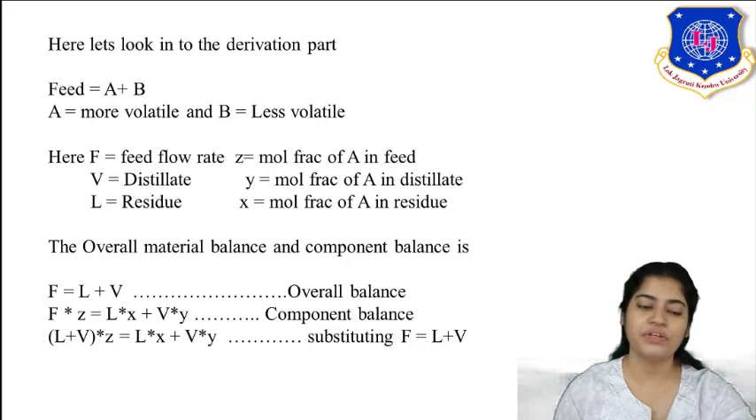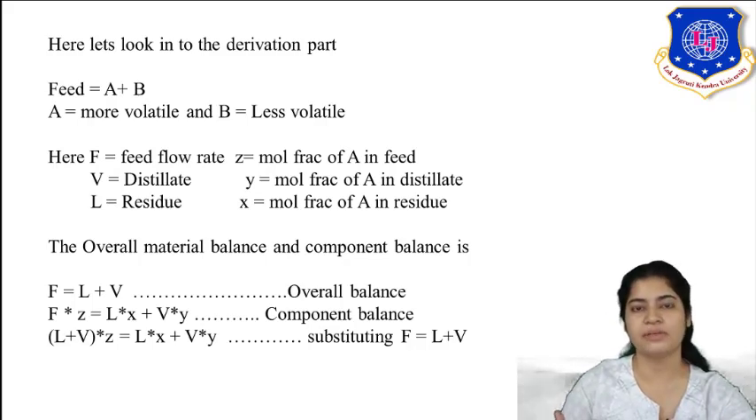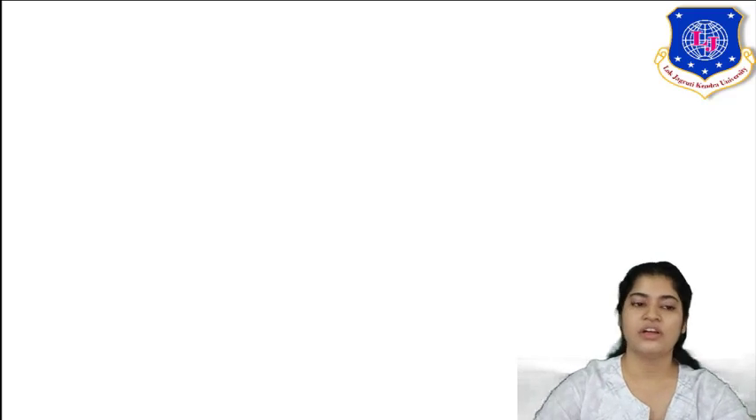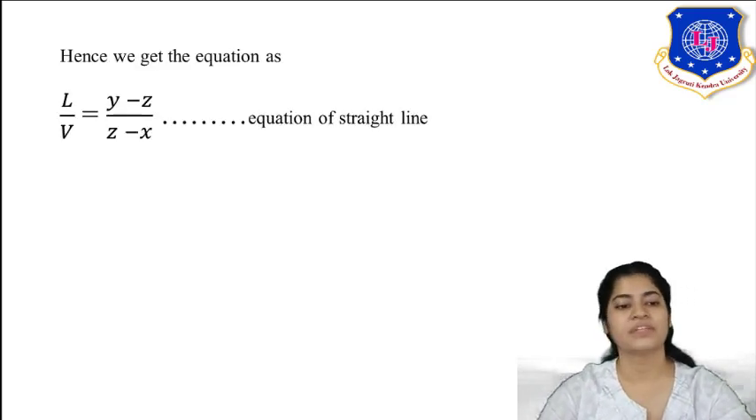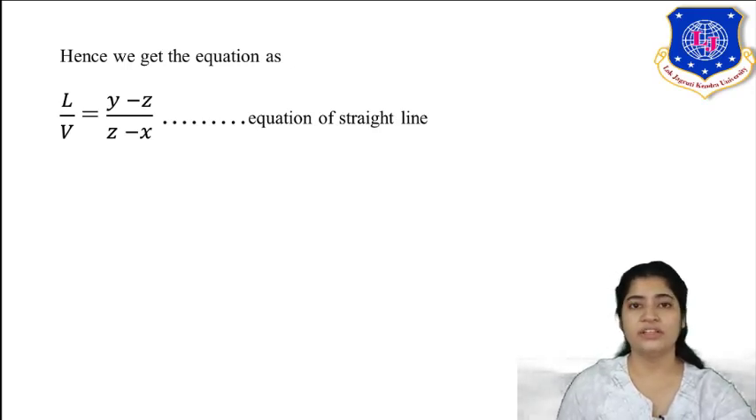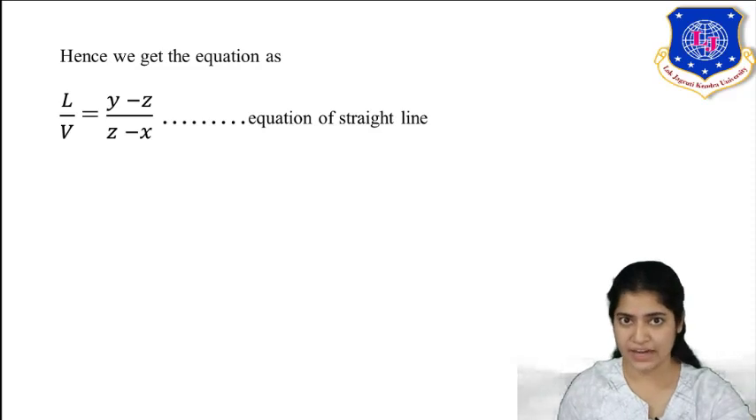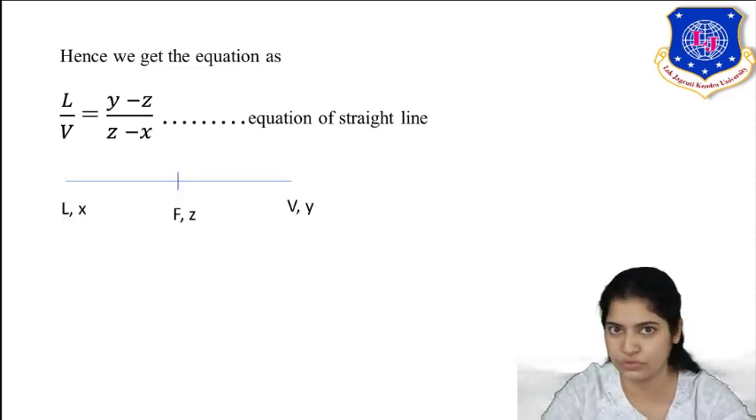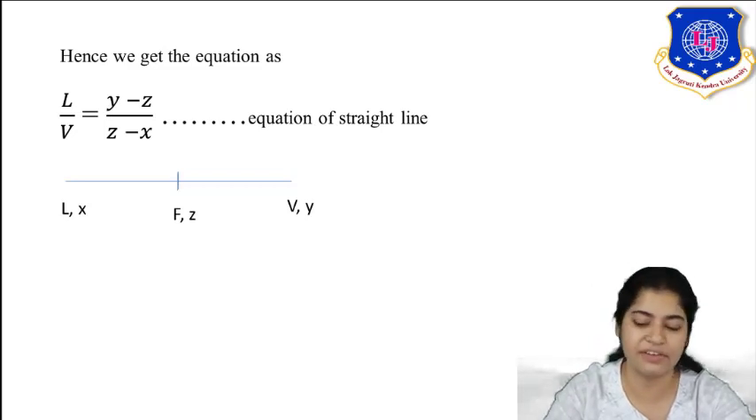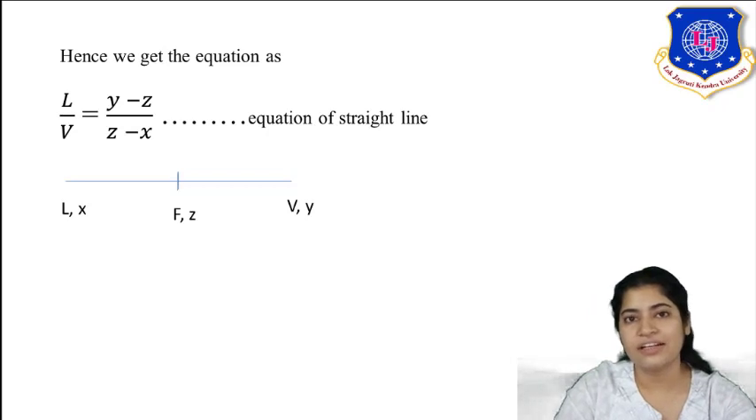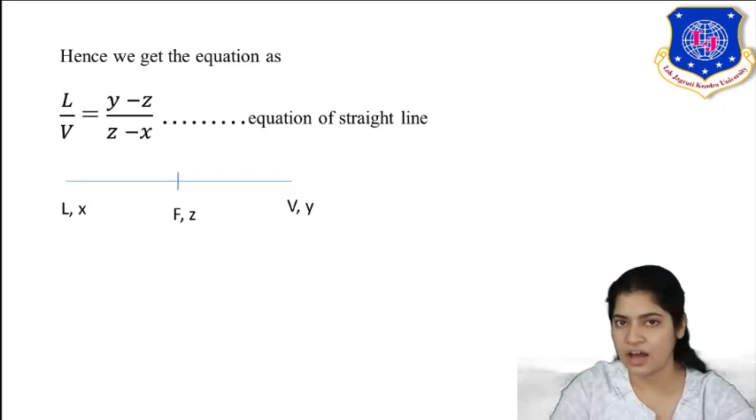Now further how you will derive it? See, instead of F, now I am substituting L plus V. So I got my final equation. Now solving this equation, L by V is equal to (Y minus Z) upon (Z minus X). This is the equation of your straight line, right? I have to remember this. Your L by V is a fraction which you have to learn. You will see further what is L by V. This is called the lever arm rule.